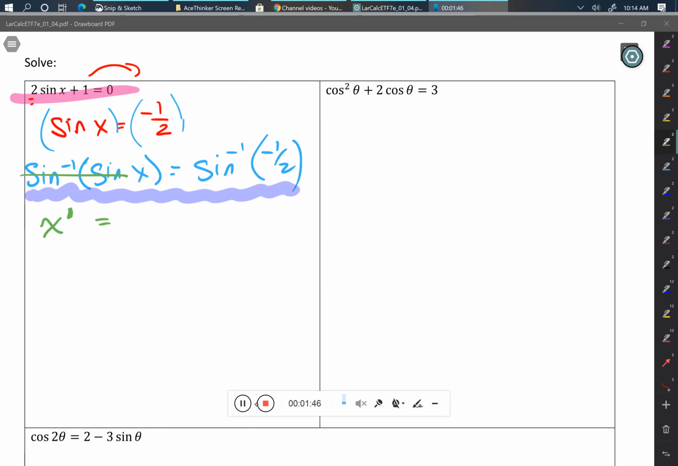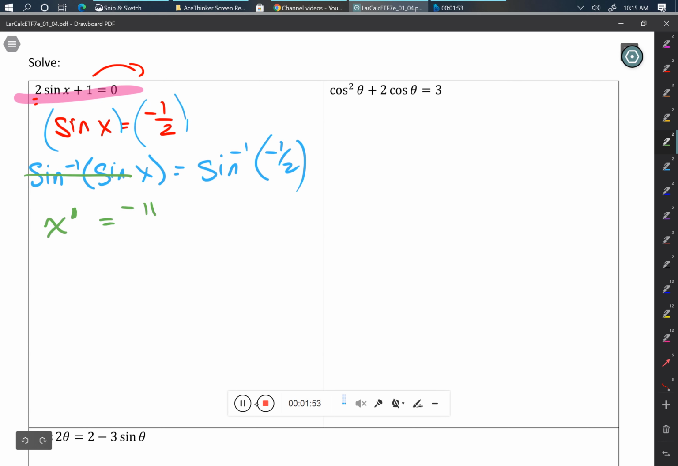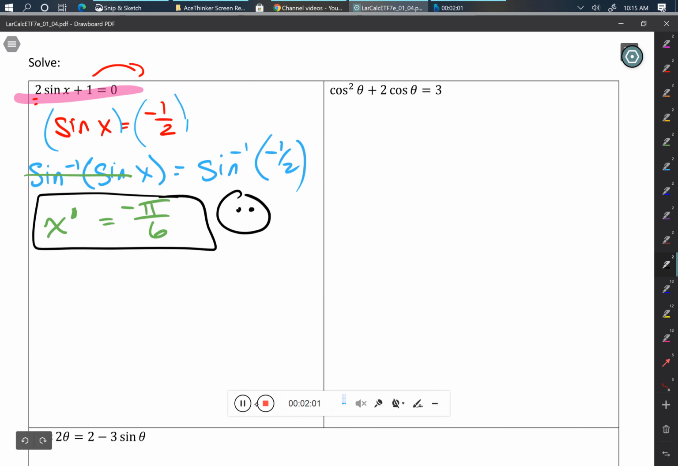All right, so the arc sine of negative 1/2 is going to give me negative pi over 6. Right? Here's the challenge, though. That's not really right. While it is accurate to say that the arc sine of negative 1/2 is negative pi over 6, it would be inaccurate to say that this is the solution for this problem.